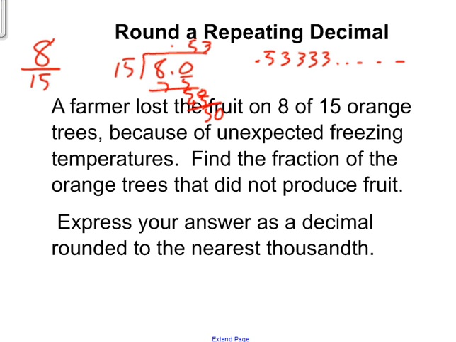Well, it asked me to do this to the thousandth place. So here's tenths place, hundredths place, thousandths place. I need to look at the digit that's just beyond that. The digit just beyond that is 3, so it's less than 5, so this rounds down, so it becomes 0.533 of his trees did not produce fruit.